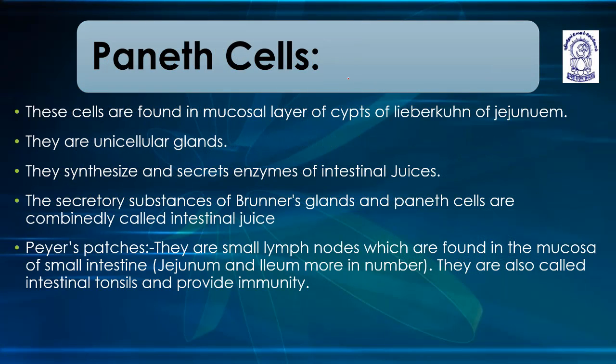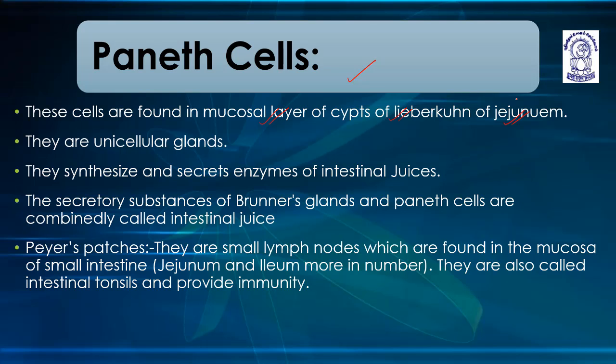Paneth cells. These cells are found in the mucosal layer of crypts of Lieberkühn of the jejunum. They are unicellular, while Brunner's glands are multicellular. So Paneth cells are unicellular, Brunner's glands multicellular. The Paneth cells are present in the crypts of Lieberkühn of the jejunum.